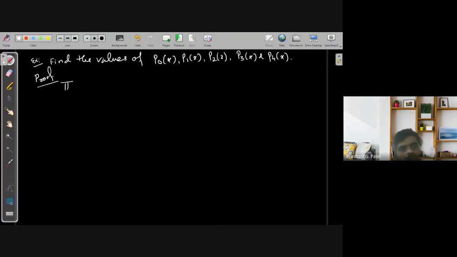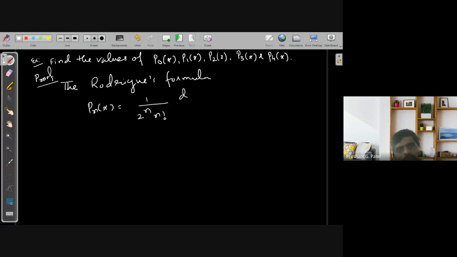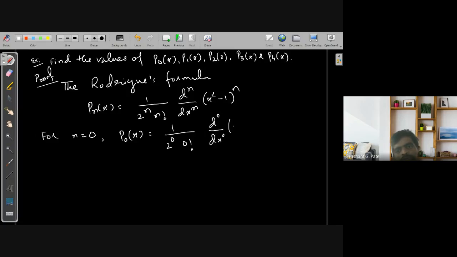We know the Rodrigues formula, it is Pn of x is equal to 1 upon 2 power n into n factorial, nth derivative of x square minus 1 raised to n. Now for n equal to 0, we have P0, which is 1 upon 2 power 0 into 0 factorial. So I have to substitute n equal to 0 into this expression. This is the 0th derivative of x square minus 1 power 0. So all the things will give you 1 because 2 power 0 is 1, 0 factorial is 1, and this is also 1. So P0 is 1.